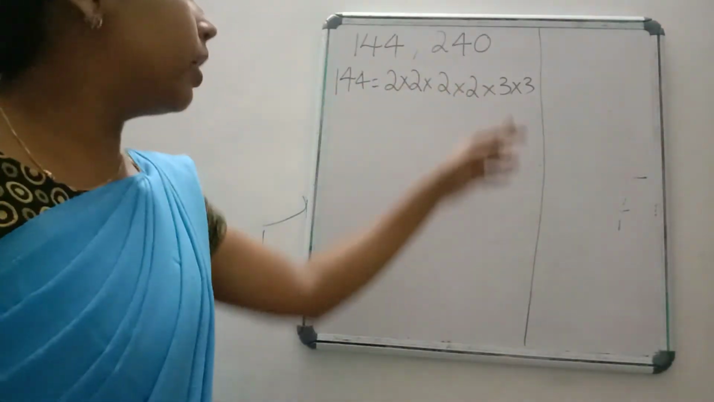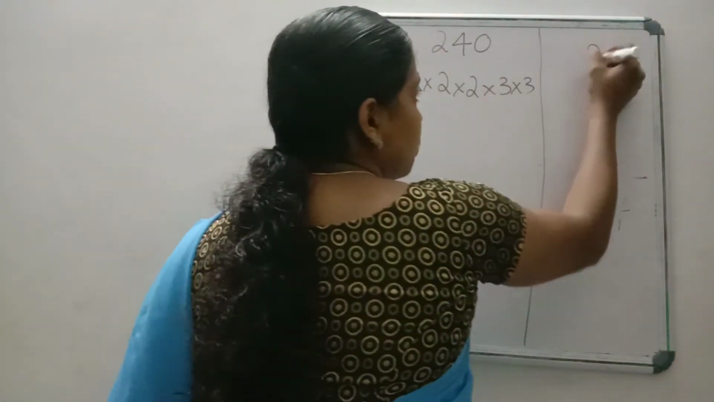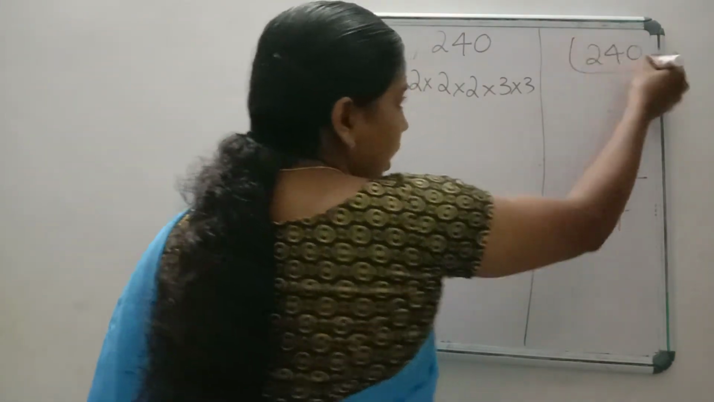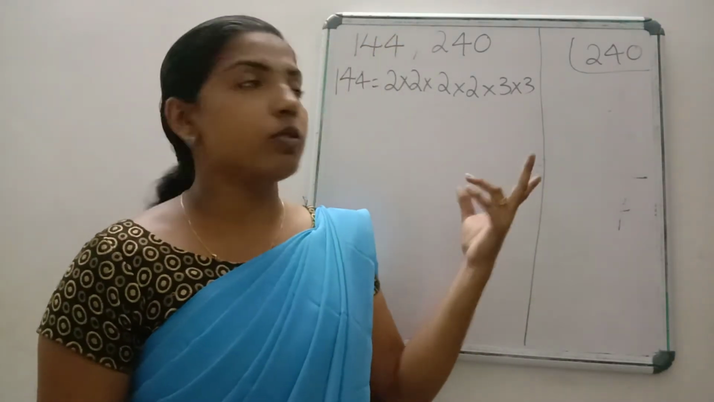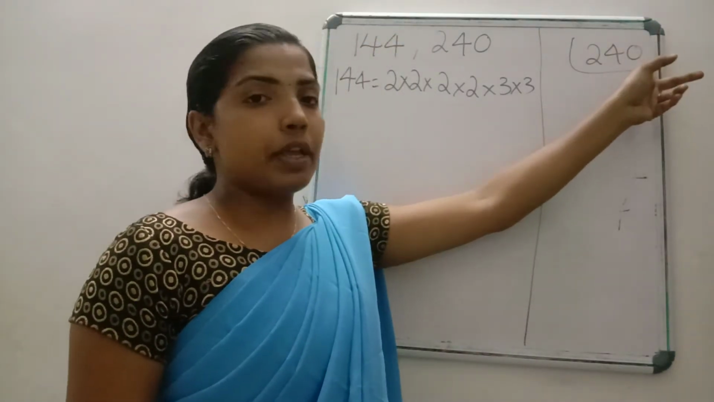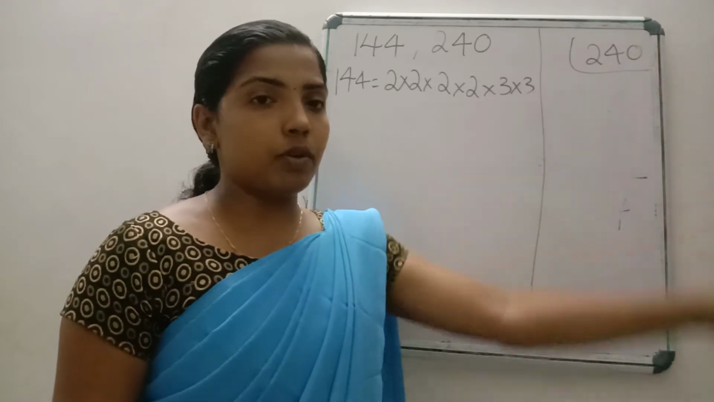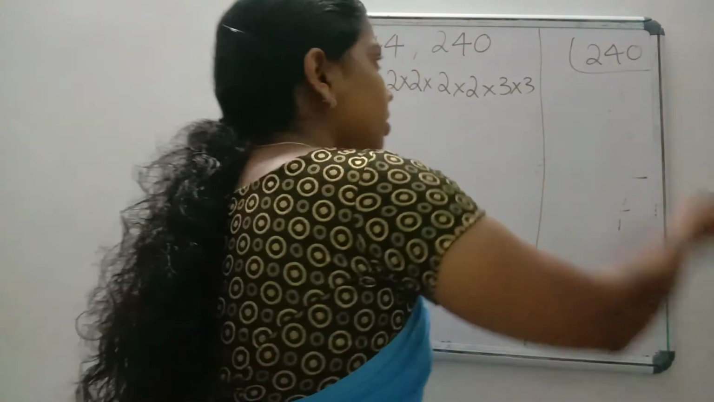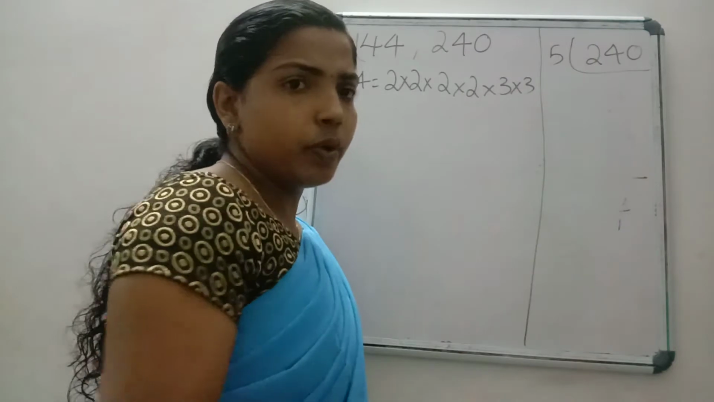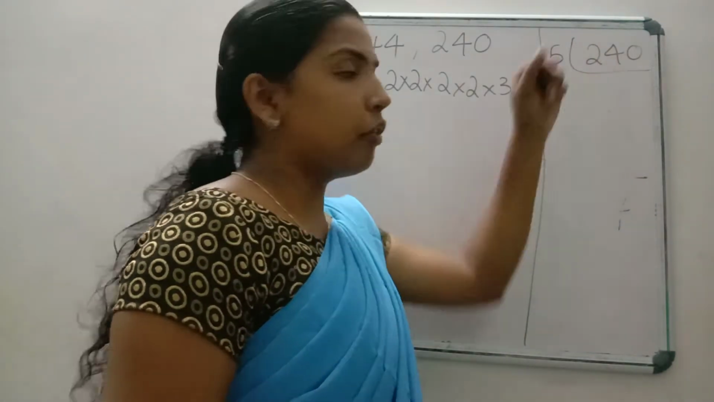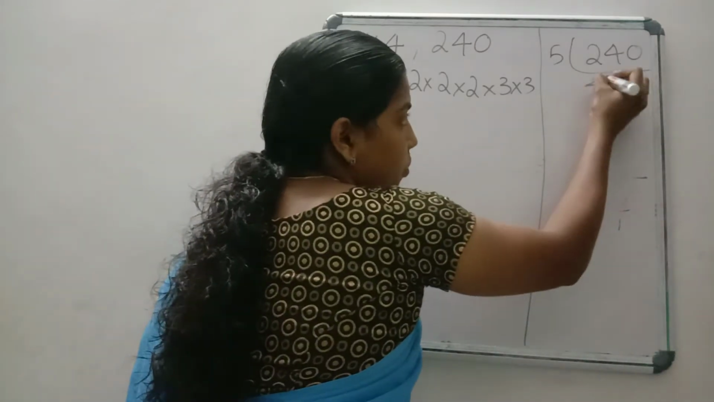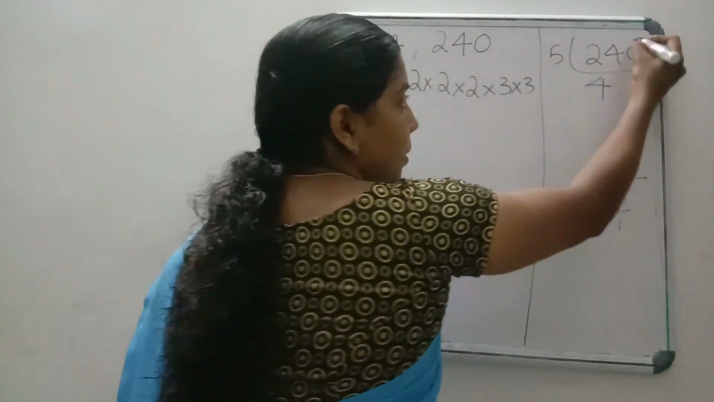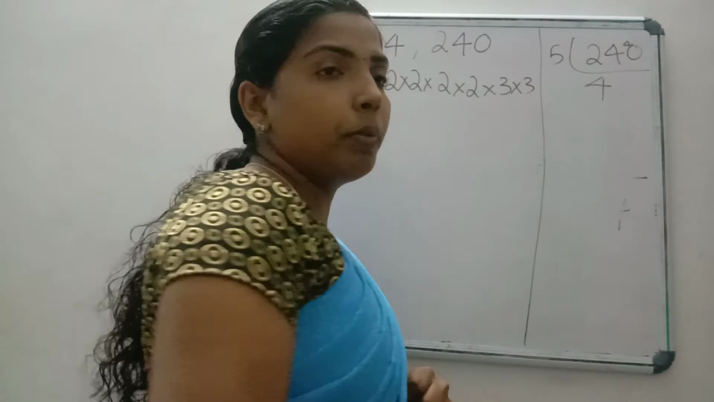Next, which number? 240. Either you can start with doing 2, 3 or you can start with 5 also, because the number in the ones place is 0. So it is divisible with 5 also. Let me start with 5. You can do as you like. 5 in 24, how many times? 5 4s are 20. What is remaining? 4 is remaining. Give that here.